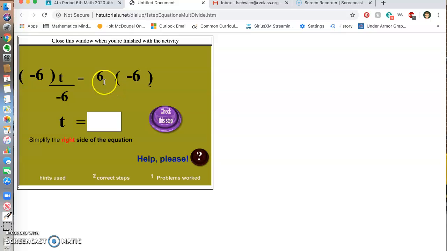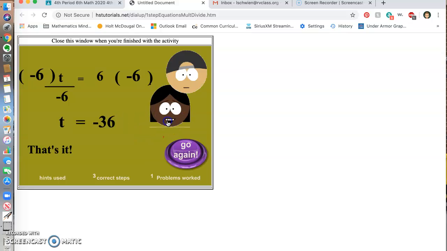Again, no sign. So +6 times +6 would be +36. So +6 times -6 is going to be -36. Again, use your calculator on that. Don't use the minus sign. Use the negative sign. They are two different signs on your calculator. And check that step. Again, if you get glitches, just reload, start again.